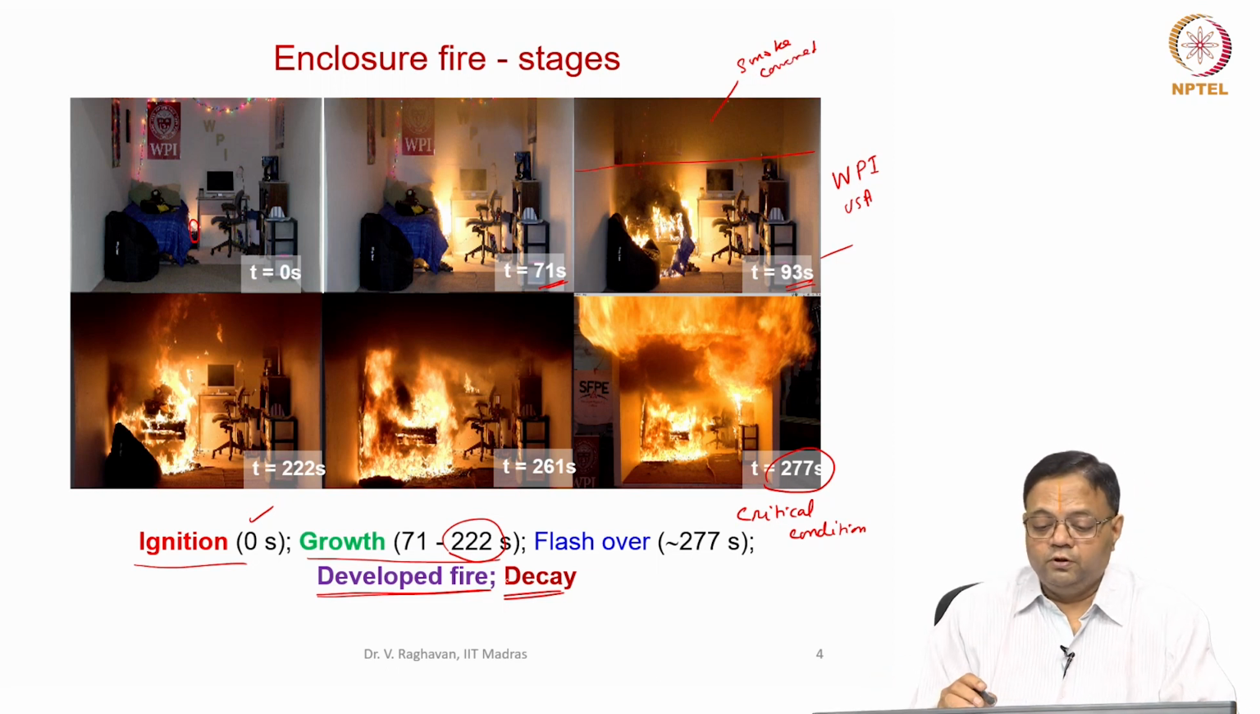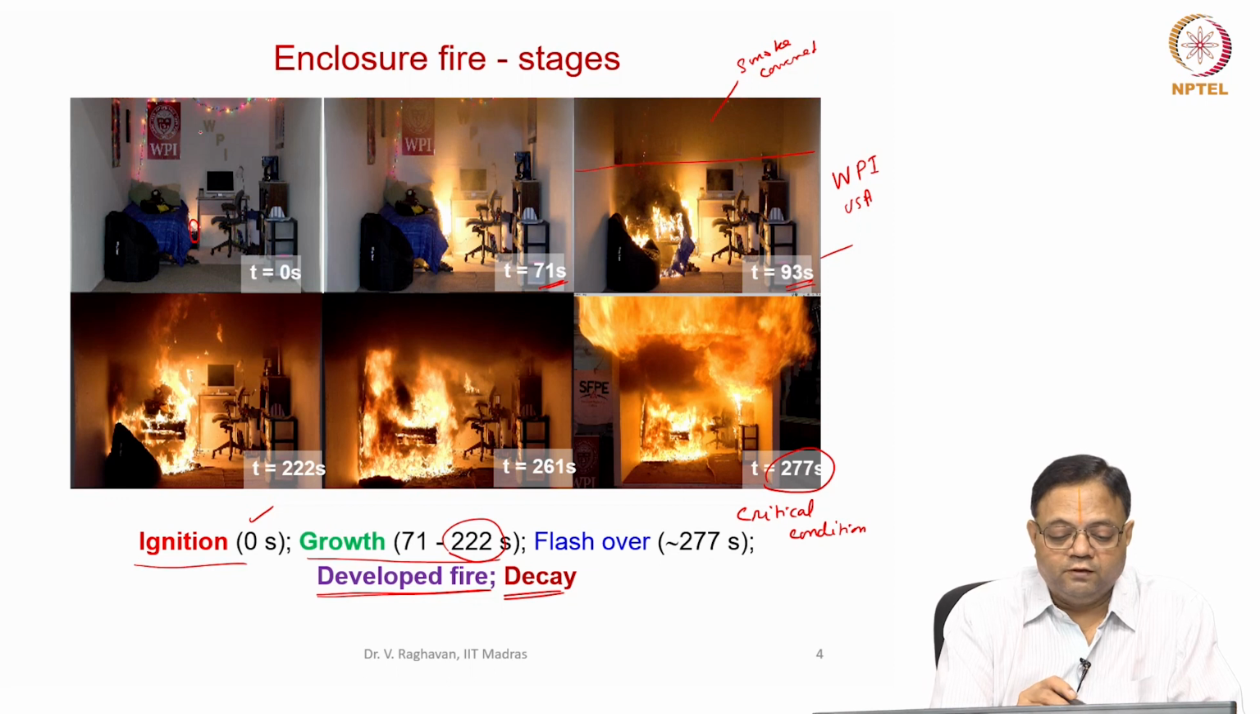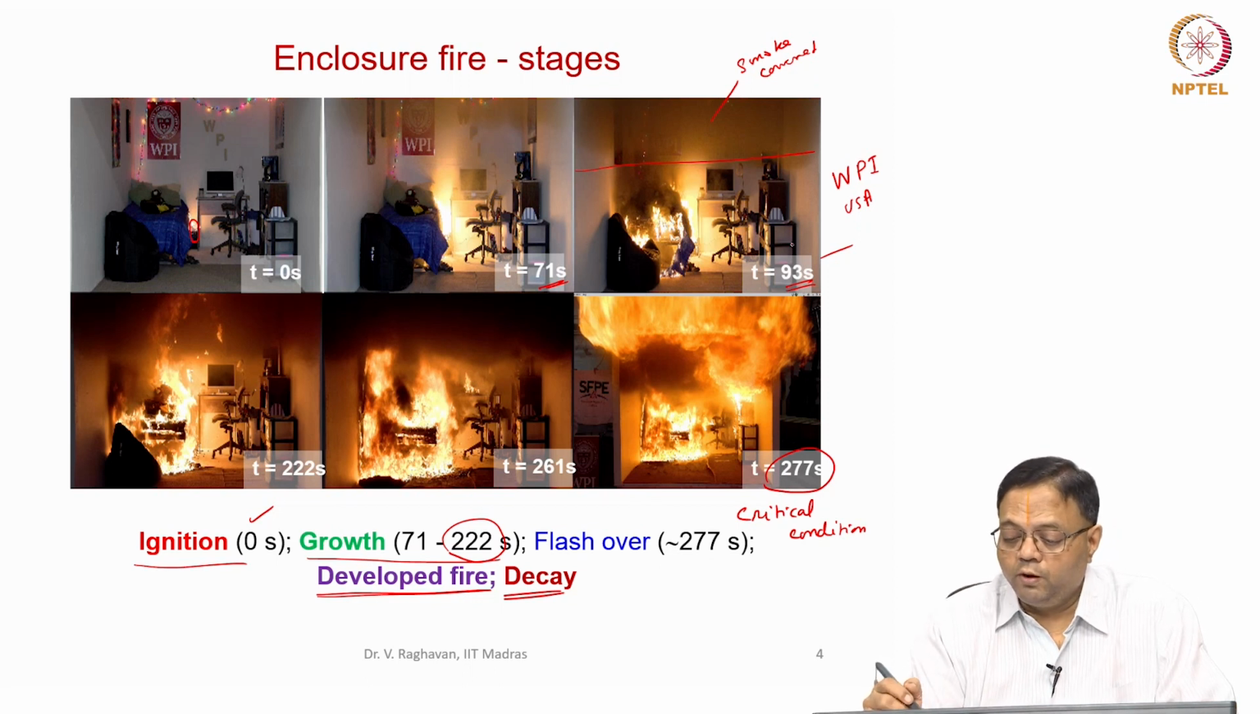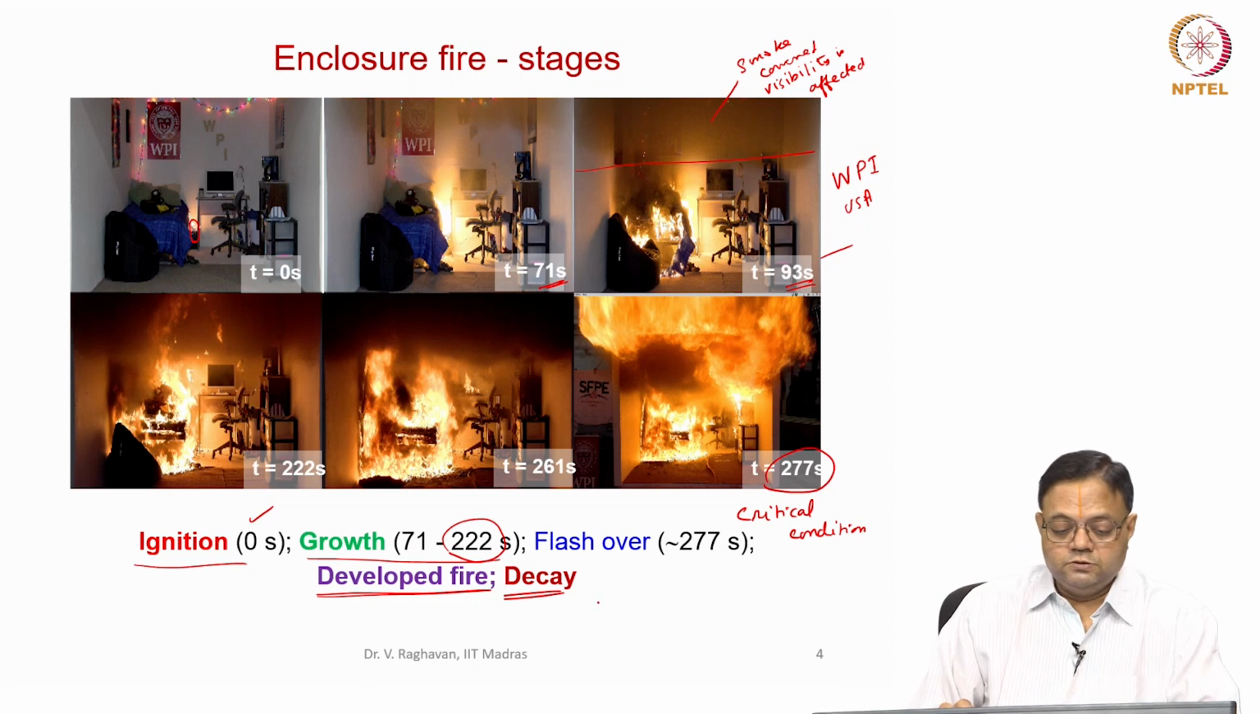Okay, these are the problems. So initially there is no problem. Here also around 71 seconds, yeah, some small smoke layer is seen, but visibility is not affected. But if you go to about 93 seconds, you can see that the visibility is affected. The WPA, the boards etc. are not seen. The top layer visibility is affected.